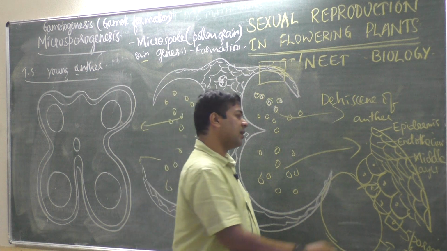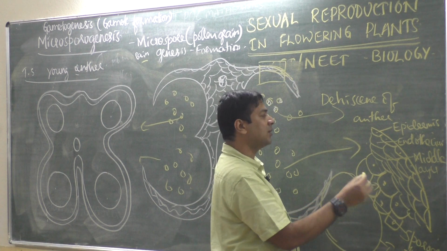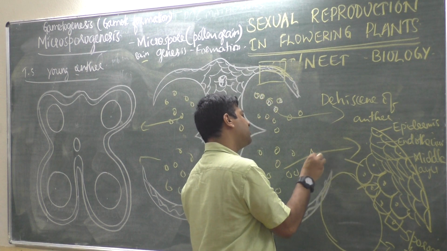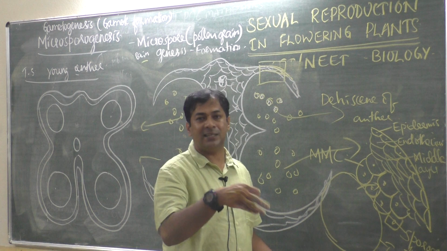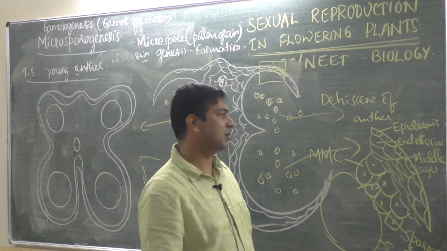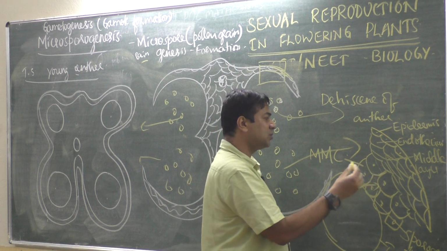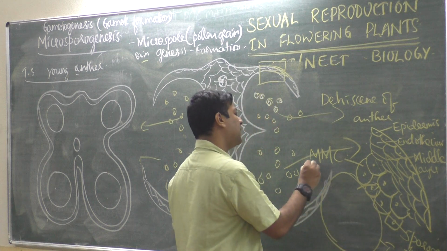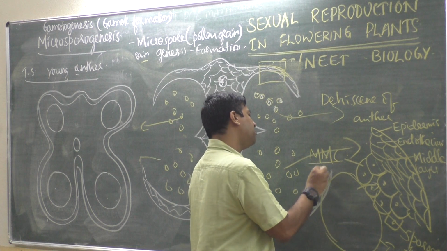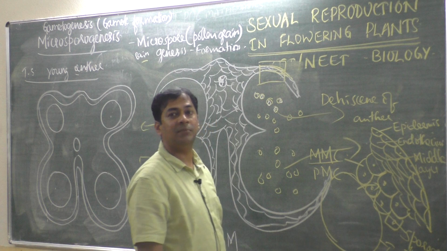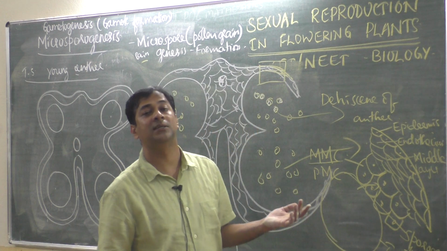As these cells in future become pollen grains, or these cells produce pollen grains, they are called MMC, that is microspore mother cell. Mother gives birth to young ones, either son or daughter. So these cells give birth to microspores, like a mother to microspores. Microspore is also called pollen grain, so they are also called PMC, pollen mother cell, because these cells in future produce pollen grains.